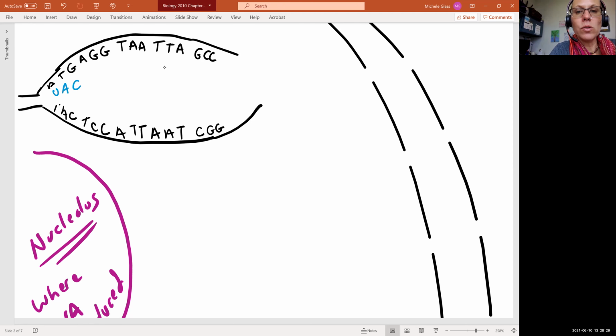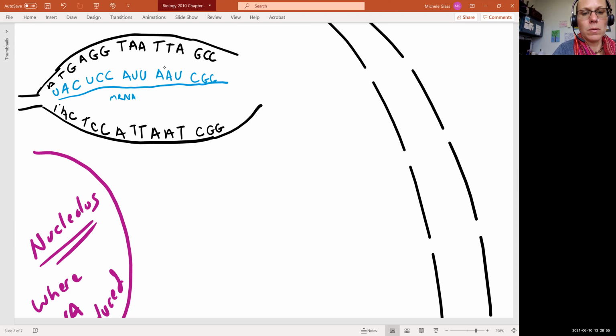So I'm going to do the top sequence. I'm going to turn that into mRNA transcript. So I start out with UAC, UCC, AUU, AAU, CGG. And I kept looking at my notes when I could have just done the transcription. And so this is my mRNA transcript. And then I'm going to make my screen small again.